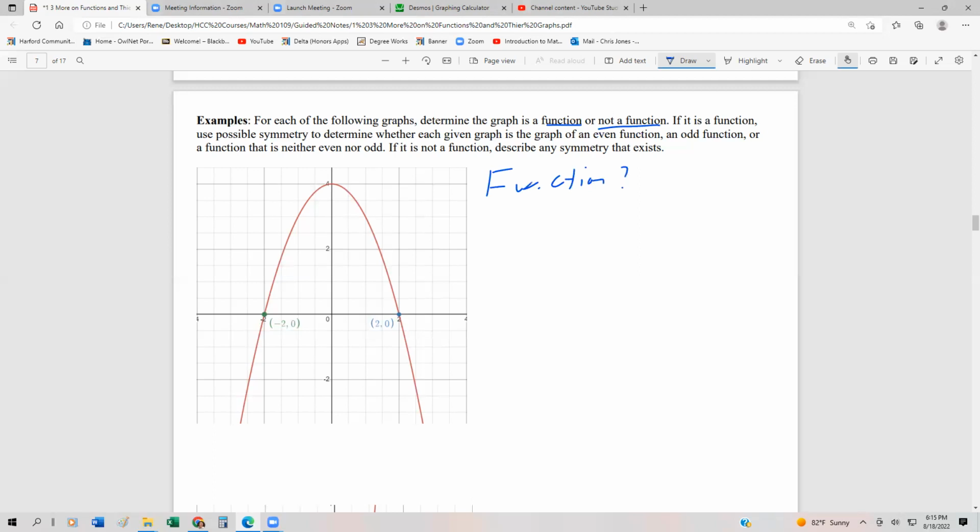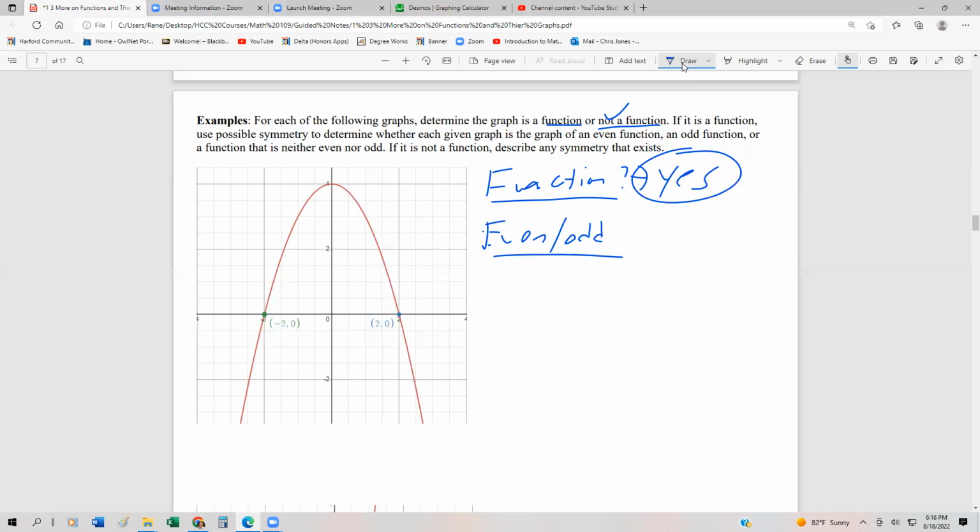You might remember that to determine if a relation is a function from the graph, we use the vertical line test. So I draw my vertical lines and notice that it intersects at exactly 1 point anytime I draw a vertical line, which means it passes that test, which means that yes, it is a function. Now, secondly, we want to determine if there's any symmetry, to determine if it's an even function or an odd function. So, is it even or odd?